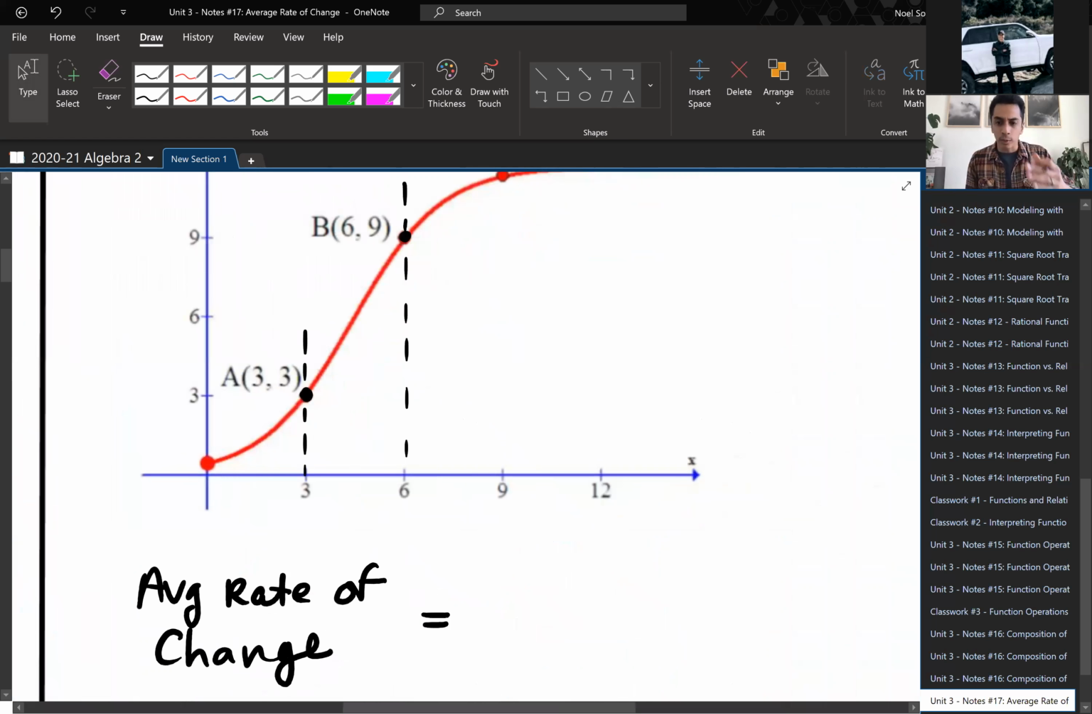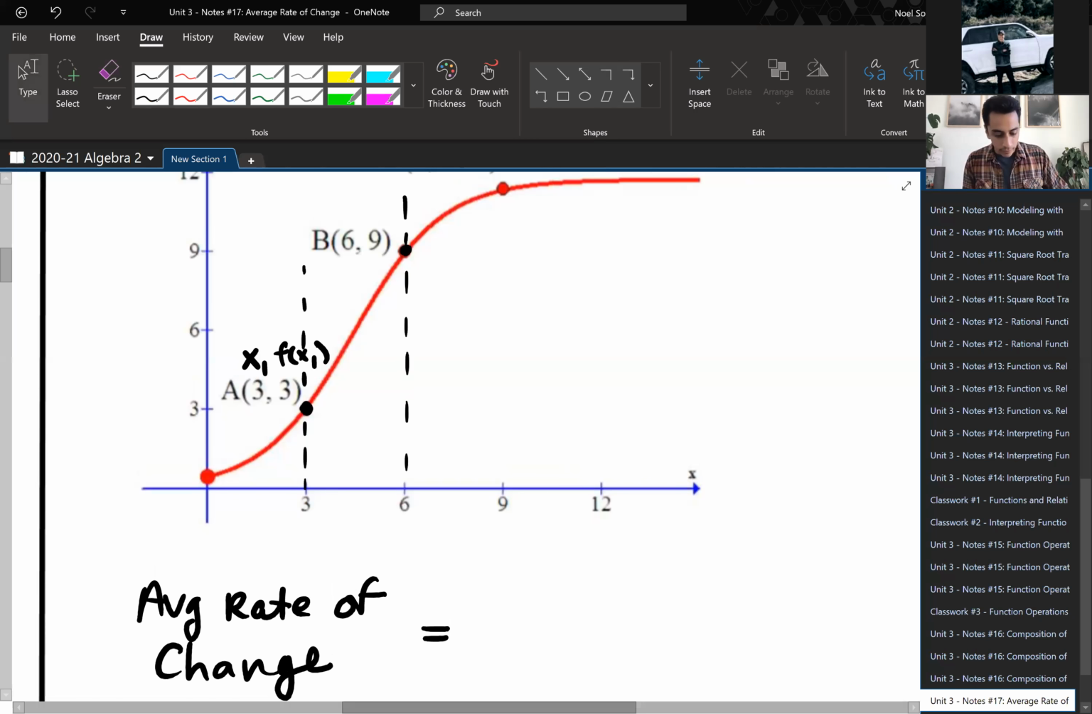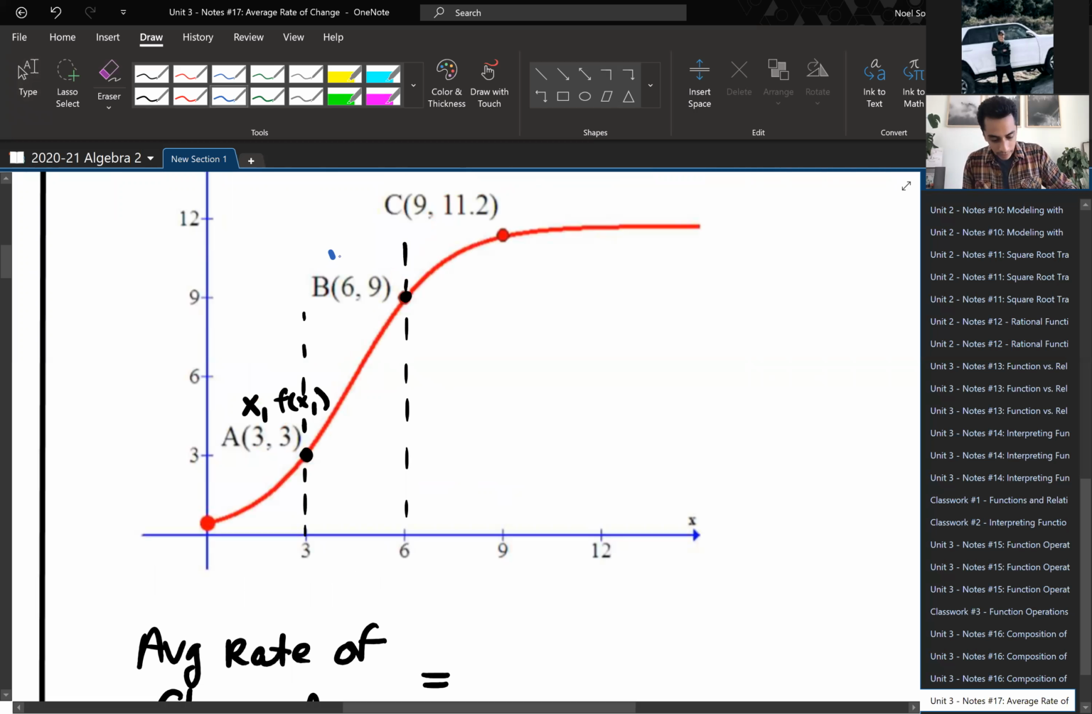A is my first point. So this could be X1, technically X1, Y1, but we're not using Y anymore. So this would be X1, comma, f of x1, sorry. And then for B, this would be X2, f of X2.